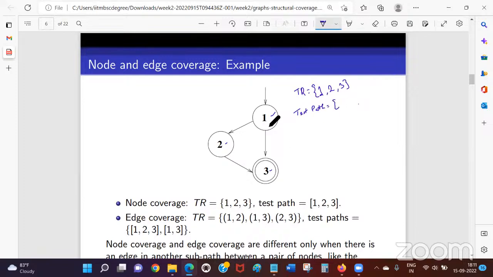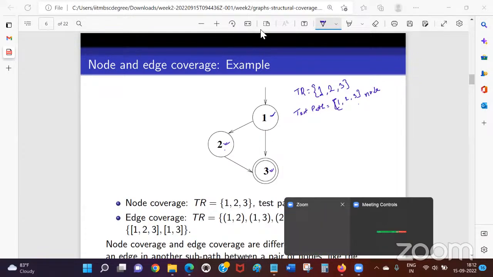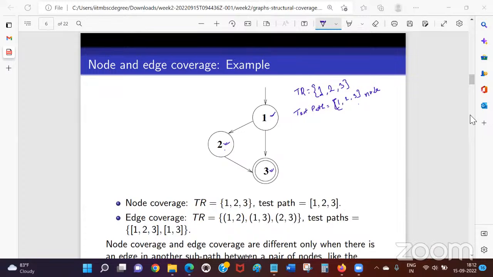If you look at the path, I go to 1, go to 2, go to 3. If I consider the path 1, 2, 3, I basically cover node number 1, node number 2, and node number 3. So it gives me a node coverage, right?